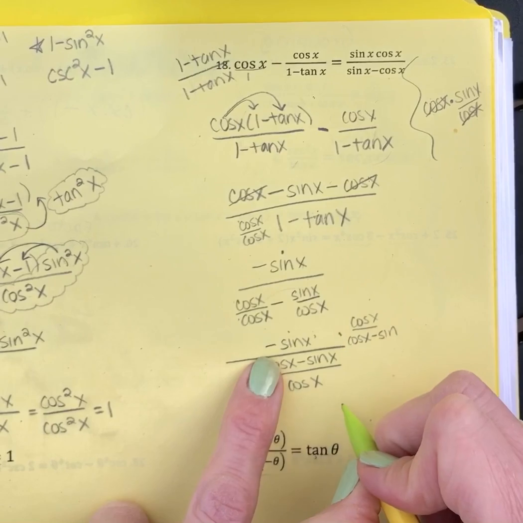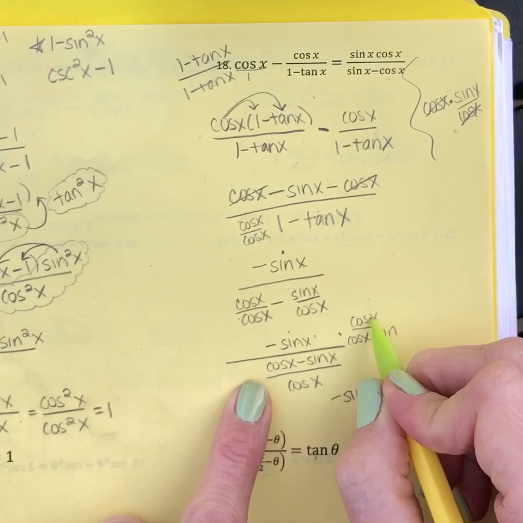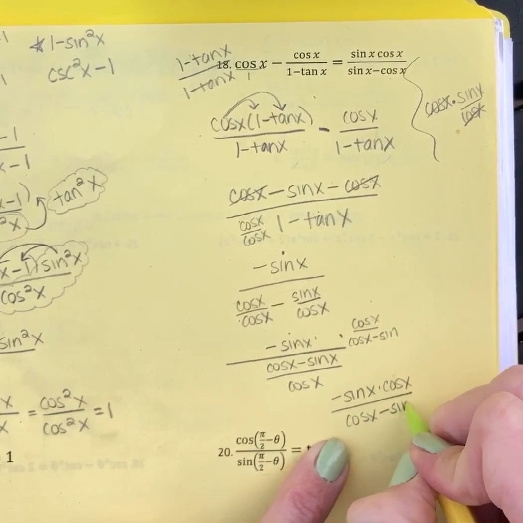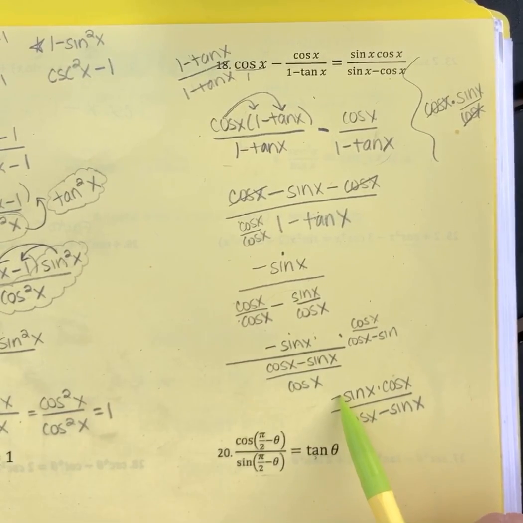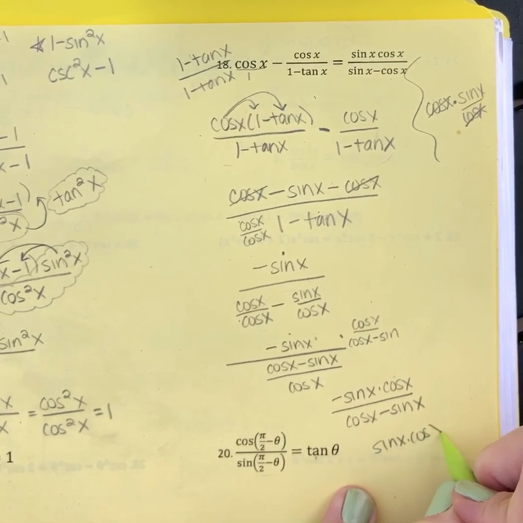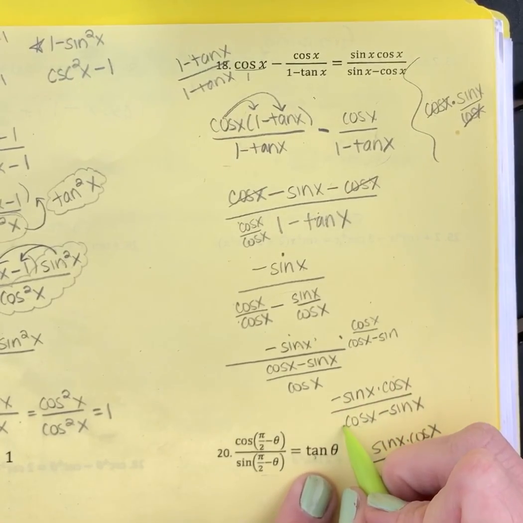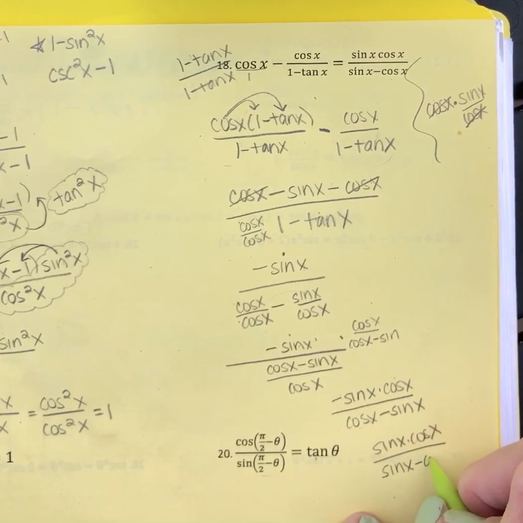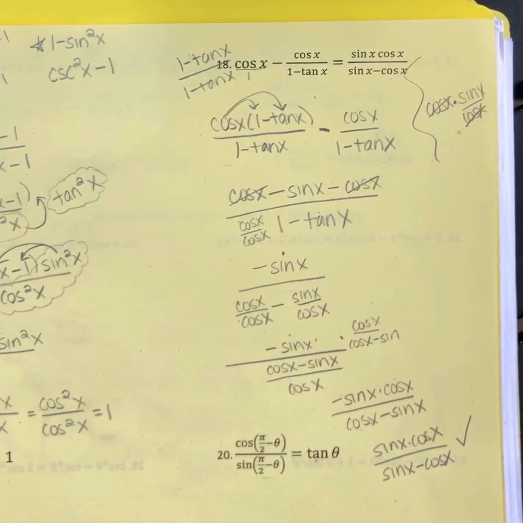All right, now I have negative sine x times cosine x over cosine x minus sine x. I'm so close. The only thing I need to do is factor out this negative. So if I take a negative out of the numerator, I take a negative out of the denominator. If you take a negative out of the denominator, it actually just cancels with that negative in the numerator, which is how I get sine x minus cosine x. Okay, so that is number 18.